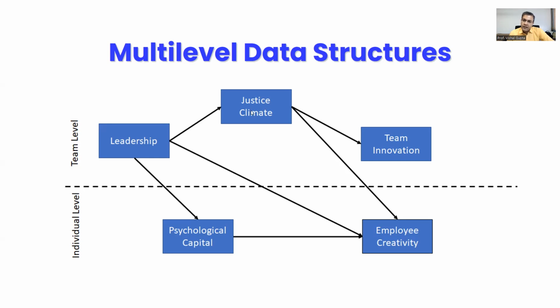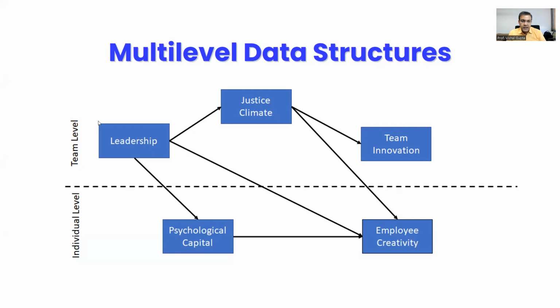Similarly, if I want to understand justice climate, I heard somebody was working on high performance work systems. If you want to understand the impact of high performance work practices or justice climate, you see, there is one justice climate per team. You may have different perceptions of justice. So perceptions of justice may actually be an individual level variable, but justice climate is only one. So there is one justice climate at the team level, and I want to understand whether justice climate impacts employee creativity. And I also want to understand if justice climate impacts team innovation.